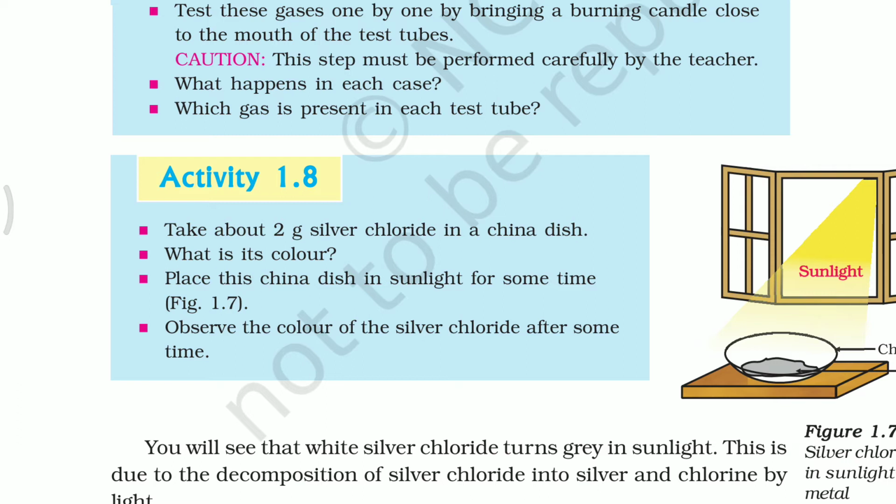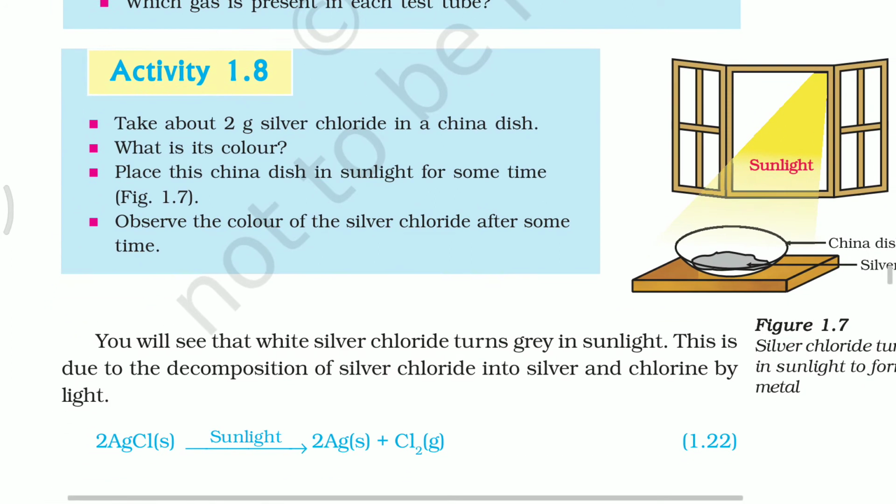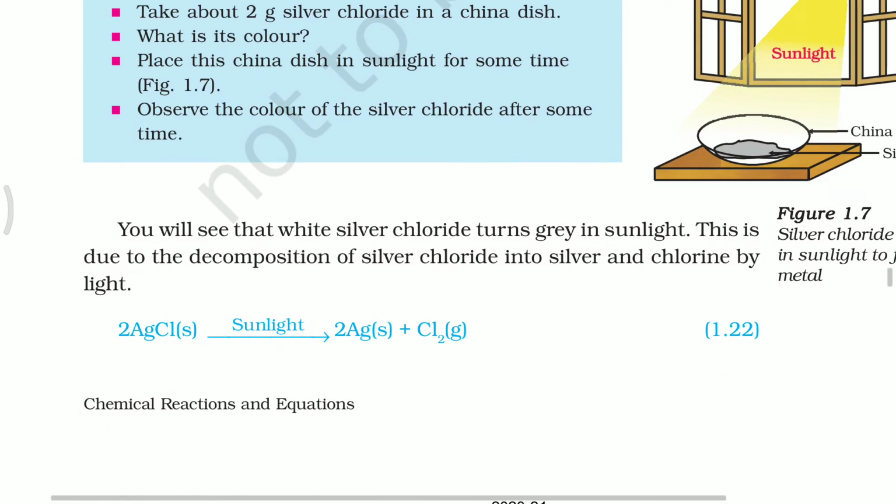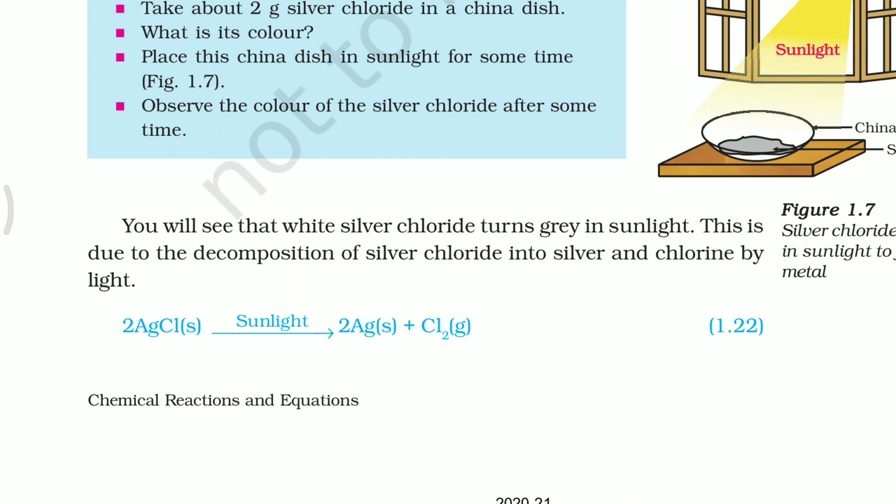So one more example is given. Take silver chloride in a China dish, and place it under sunlight. Okay, what do you observe? They are asking. Generally silver chloride is silvery white in color. So when you put it under sunlight, it decomposes into silver and chlorine, so it turns into gray color. Okay, so the whitish silver chloride turns into gray color.